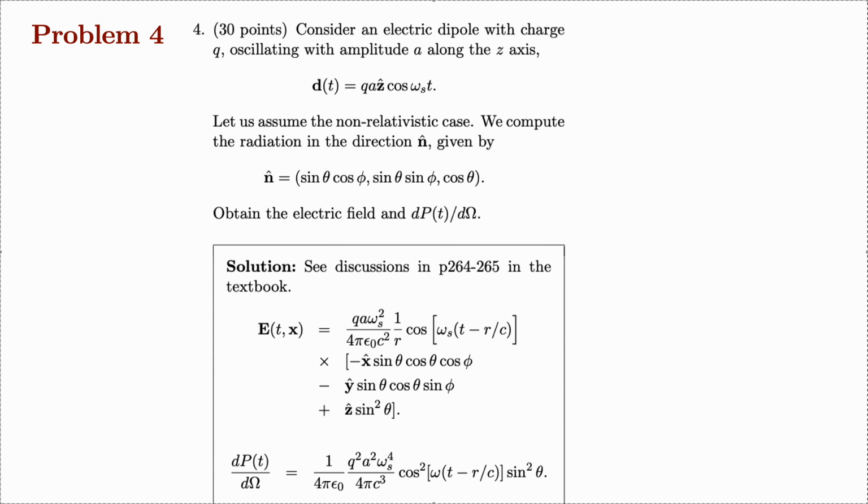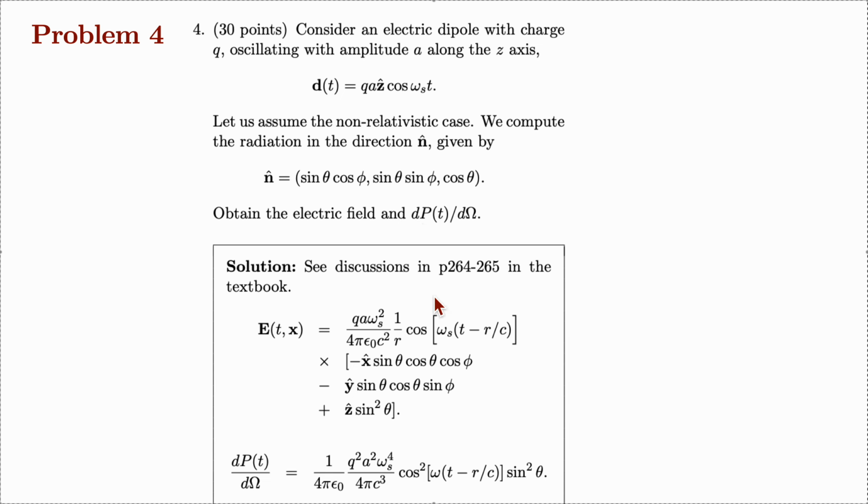Number 4, 30 points. You consider an electric dipole with charge Q oscillating with the amplitude A along the z-axis, so that my dipole can be represented like this. And then we assume the non-relativistic case, and you are asked to compute the radiation in the general direction, which is given by spherical coordinates. And what you need to compute is the electric field and the angular distribution of the power.